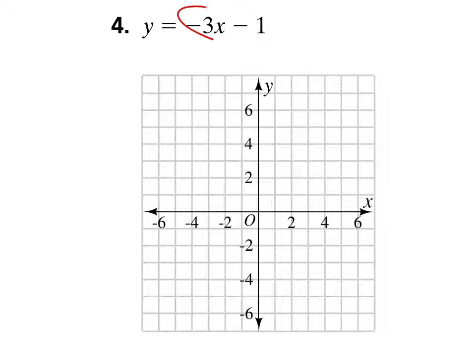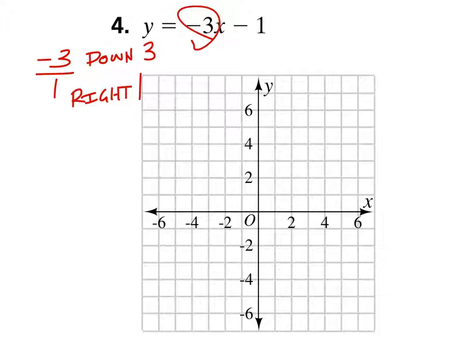Once again, we got a slope here that's at -3, but I'm going to show it as -3/1. Why? Because that shows the rise, which means it's going to go down 3 because it's -3, and the run, which is a +1, so it'll go to the right 1. And yes, this will start at the y-intercept at 0, -1. So that would be this point on the graph. So I will go down 3 to the right 1, down 3 to the right 1.